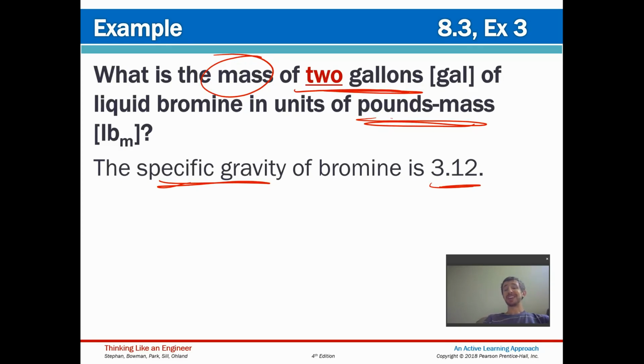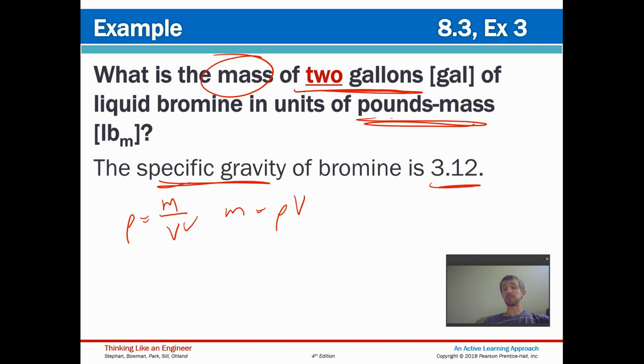So we want to get that mass. So first off, let's write out our density equation. Density is equal to mass over volume. We know the volume, we don't know the density. Let's go ahead and rearrange this to solve for mass. So mass will be equal to density times volume. So if we can solve for that density, we can solve for our problem.